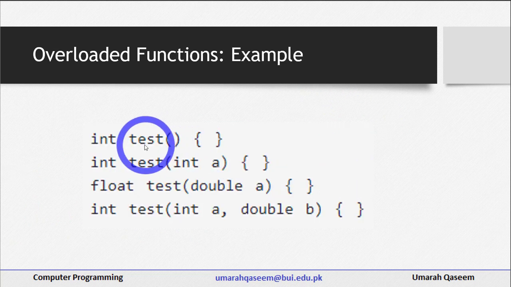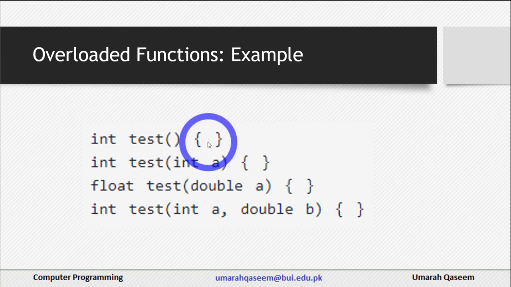This is a function test and its return type is integer. It's taking no argument. There is another function test taking 1 argument. So a function with 0 arguments, a function with 1 argument, another function with 1 argument, but the data type is different. It's double. The data type of the parameter is double. And a fourth overloaded function test with two arguments. So these are all valid examples of overloaded functions.